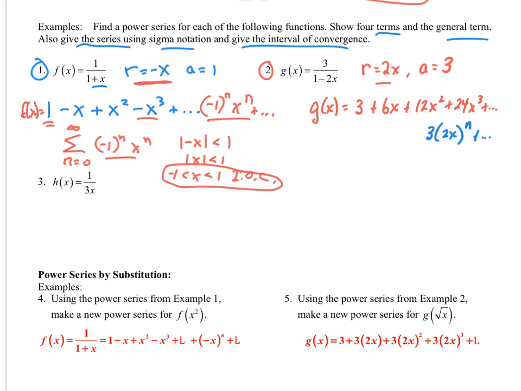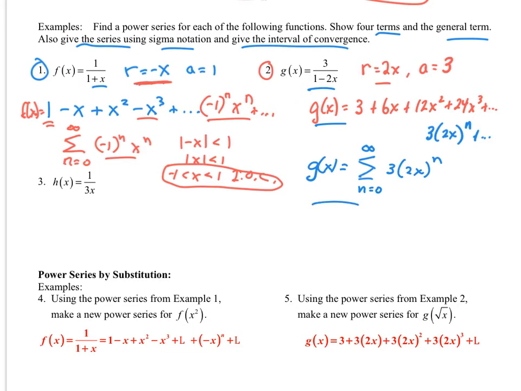And that's what we're going to end up with. So I can now write this as an infinite geometric series, the sum from n equals 0 to infinity of 3 times (2x) raised to the n. And that is also another name for g of x. So I have it as an equation, I have it as an expanded sum, and then I have it in summation notation.